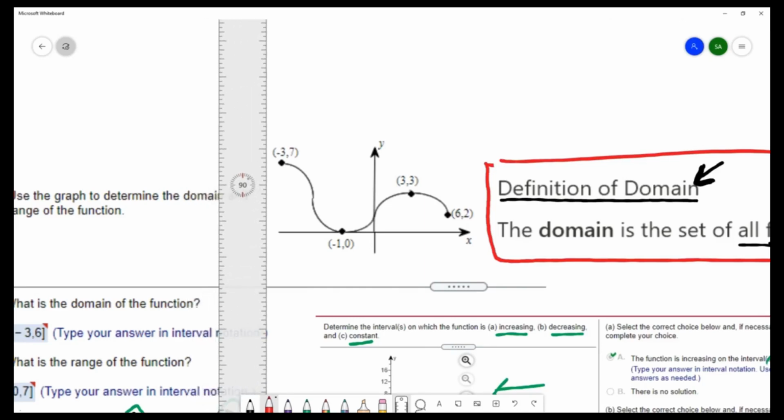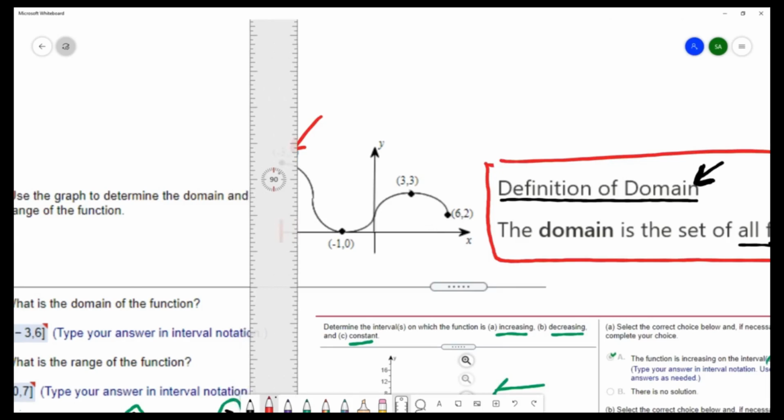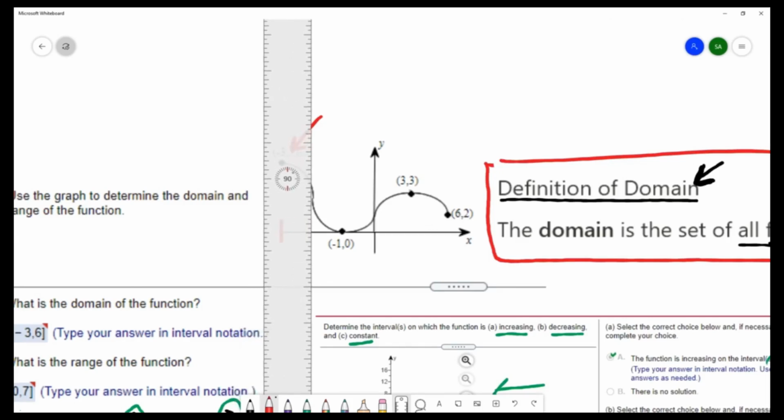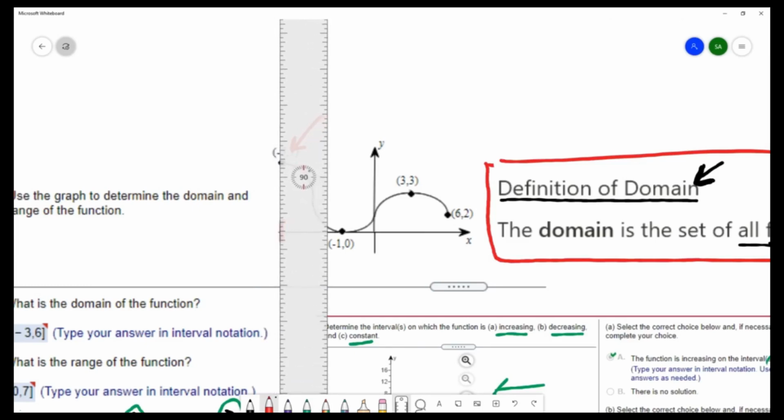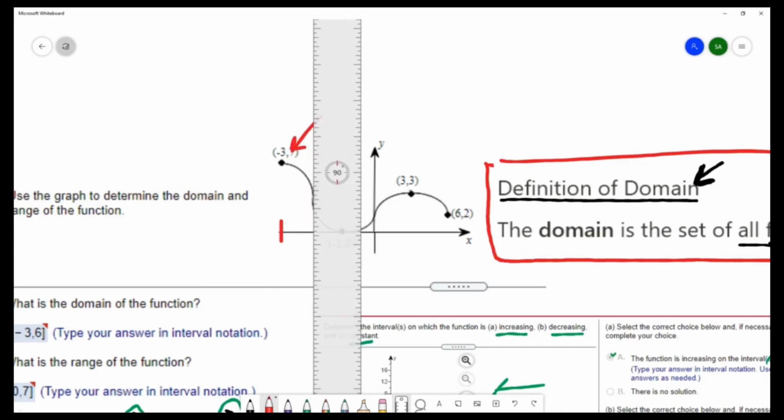So I can see here that the first time my vertical line, my ruler, my pencil is hitting the graph is right here at this point. This point is (-3, 7). So that is when my domain is going to start. I'm going to keep moving my pencil from left to right. I always go from left to right because interval notation goes smallest to largest, and left to right is smallest to largest on our x-axis.